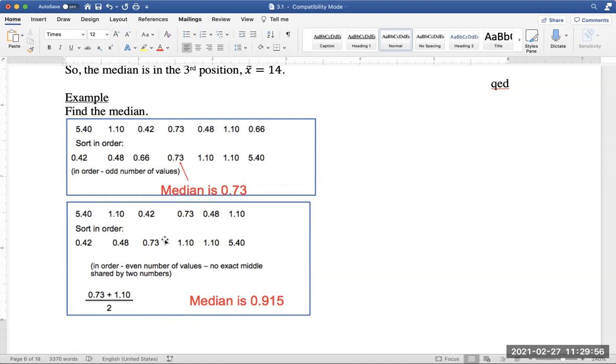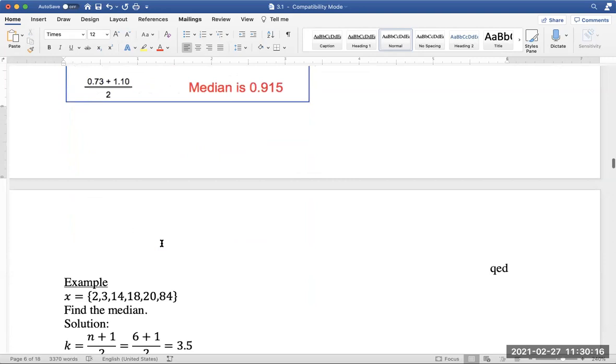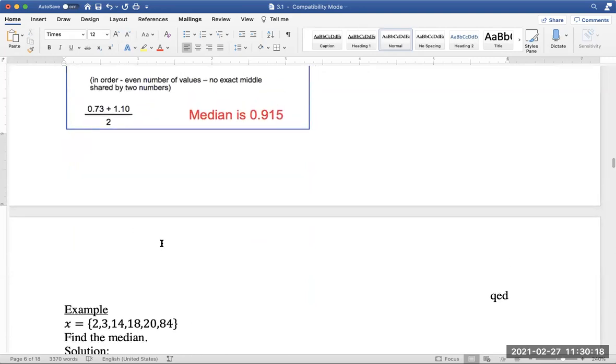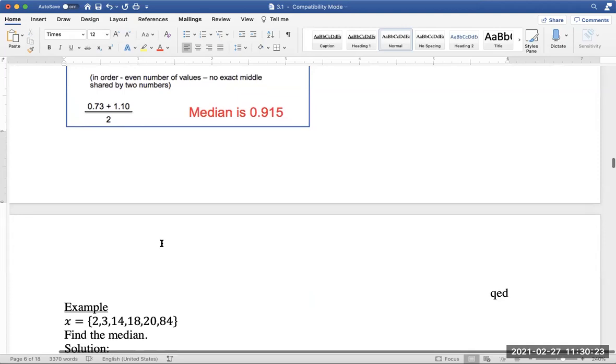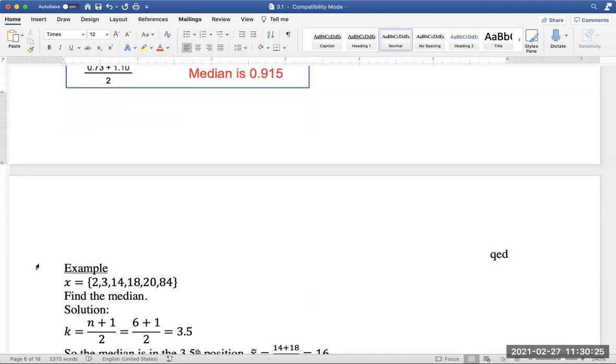There are objections to that because, well, it's not in the data set. Or even if it is, the objection is that it's not in the middle. Well, maybe there are other ways to calculate the middle. So unfortunately, there is no agreed upon way on how to do this. So we'll discuss that more later.